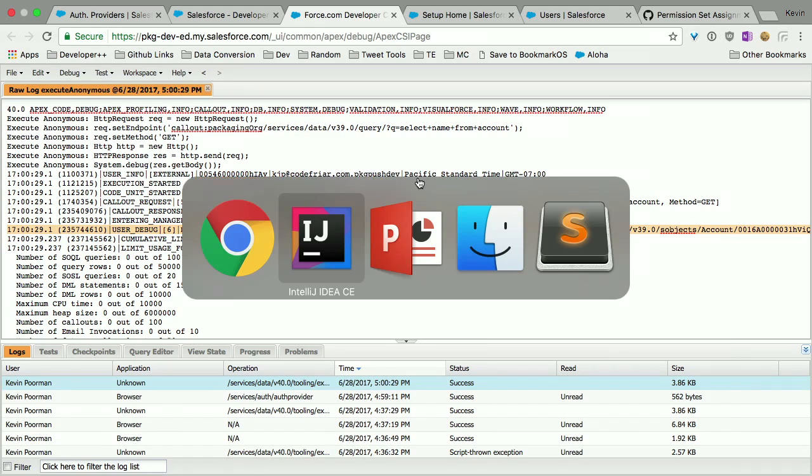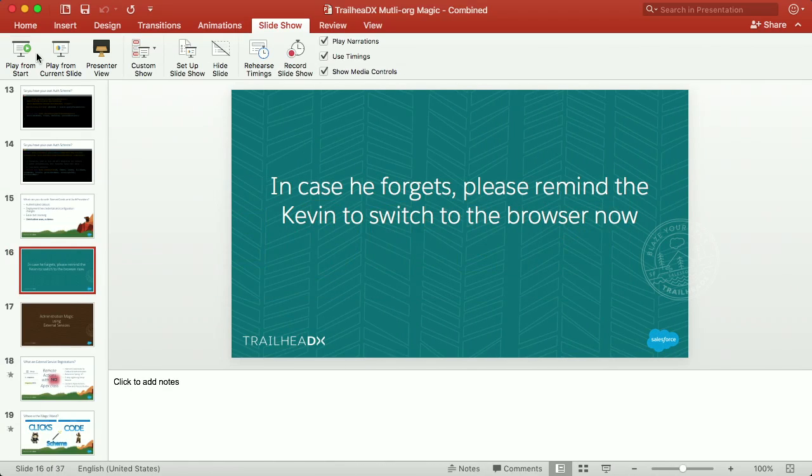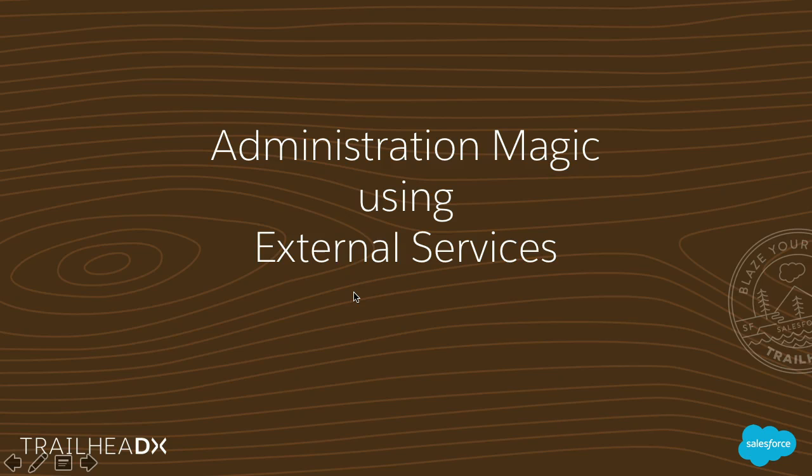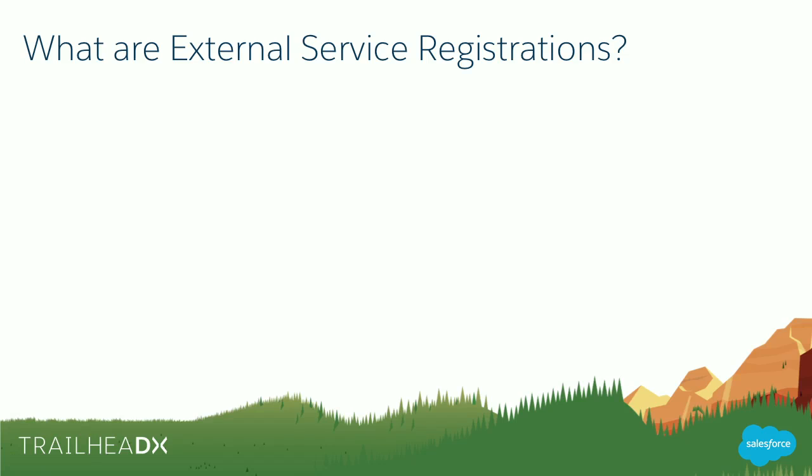And get back into PowerPoint. So I'm actually going to extend Kevin's demo example and combine it with something called external service registration to do that callout that you saw that he built as a callout class, with something that you could declaratively import into an org.